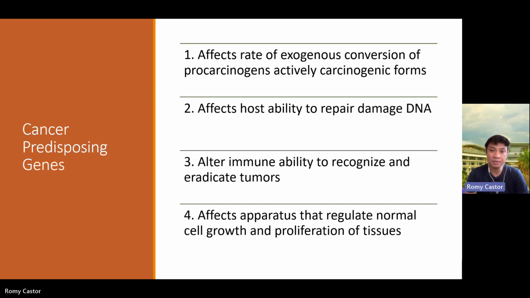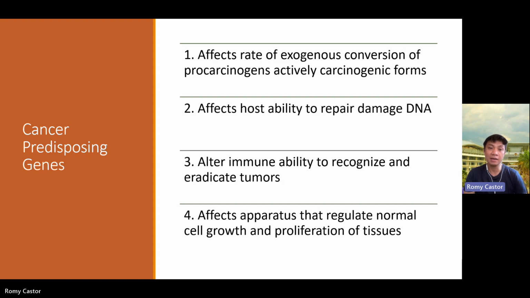Okay, then we have the cancer predisposing genes. This is the gene that, once activated, can produce our cancer. This cancer predisposing gene affects the rate of conversion of our cancer from precancerous to carcinogenic. The second one, it affects the host's ability to repair damaged DNA. Normally, if we have a mutation in our body, like a point mutation where only one base pair is mutated, that can still be repaired by our body. However, in the presence of cancer predisposing genes, they inhibit the normal ability of our body to repair the damaged DNA.